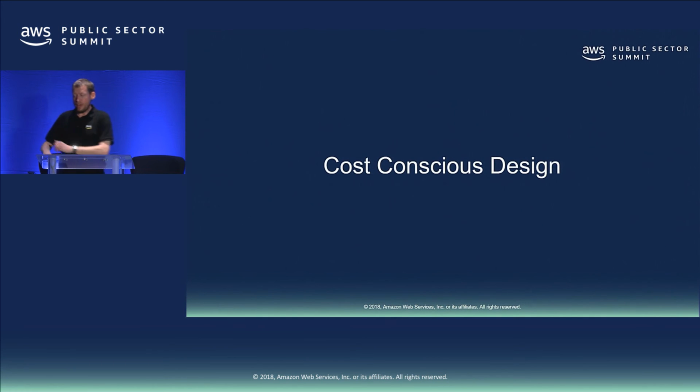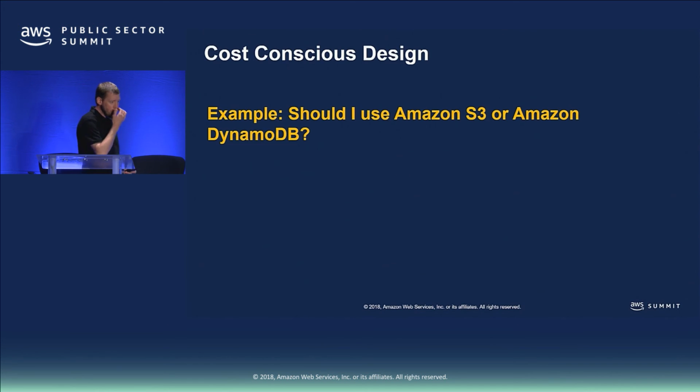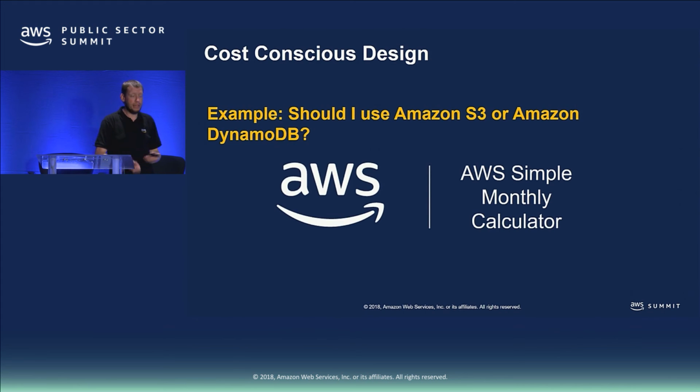Okay, so that's the story so far. Cost-conscious design, this is the bit I said we're going to go slightly more technical. It's a way in which we help customers understand the different types of AWS services and where some are more appropriate fit than others. So for example, a very simple example, should I use Amazon S3 or DynamoDB to store a particular type of data? And that may seem obvious, but actually it can depend.